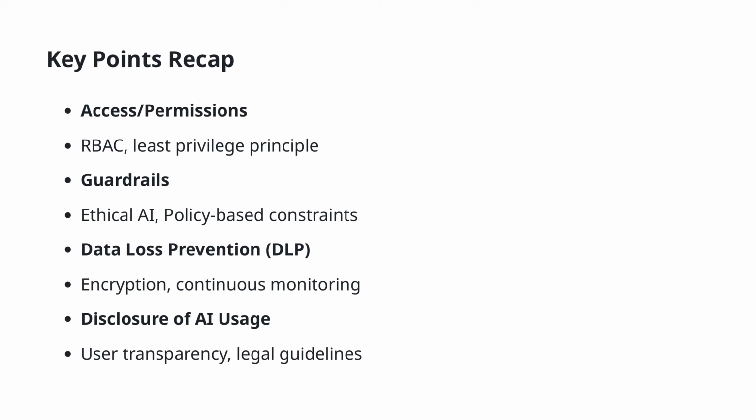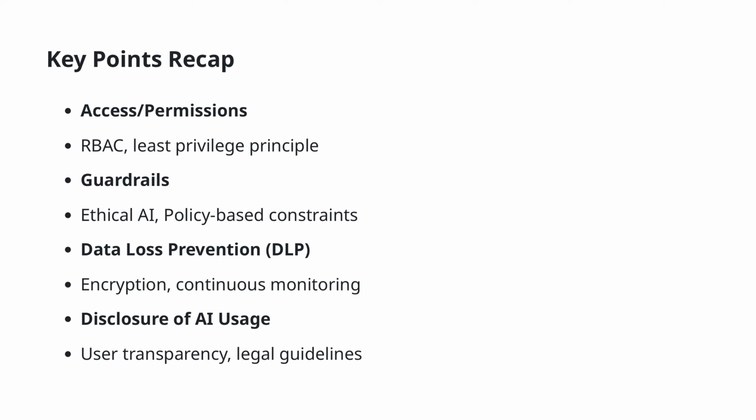In this slide, we'll recap some key points that are crucial for implementing AI responsibly and securely in your organization. First, consider the importance of access and permissions. Role-based access control, RBAC, is essential. It follows the least privilege principle, which ensures that users have only the access levels necessary for their tasks. Next, let's talk about guardrails. These are critical for building ethical AI. Implementing policy-based constraints helps maintain moral and ethical standards within your AI systems.